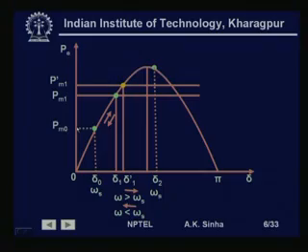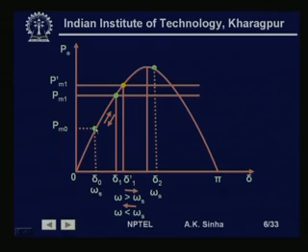Now, suppose instead of raising the mechanical input to P m 1, we raise it to P dash m 1. If we do that, what happens? Now we have much more accelerating power available, so the acceleration is going to be much faster and we will move up from this point. As we keep moving up, the speed picks up and delta angle increases, while the accelerating power is reducing all the time.